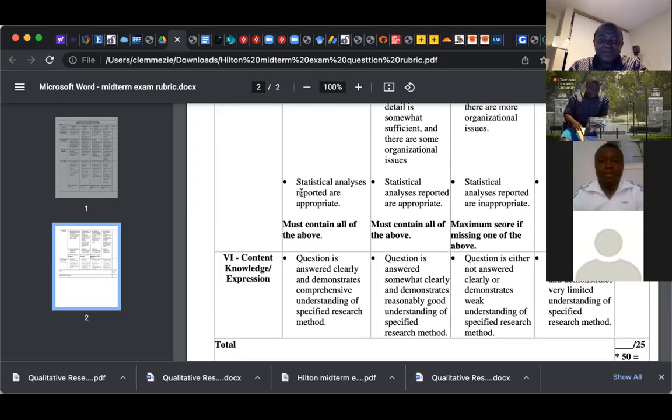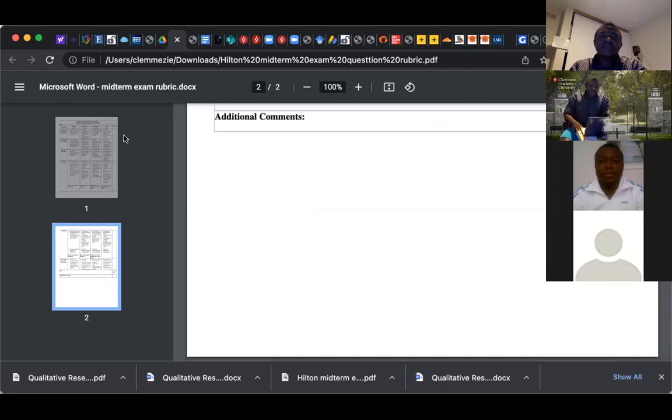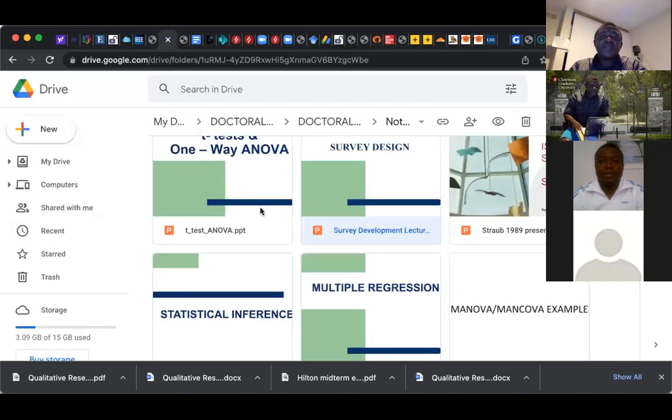Is the statistical analysis reported appropriate? Is the question answered clearly and does it demonstrate comprehensive understanding of the research method? So that is it. I need to speed up a bit. We need to speed up a little.